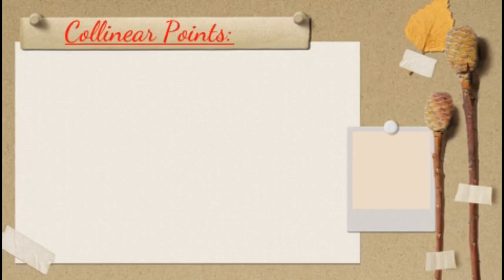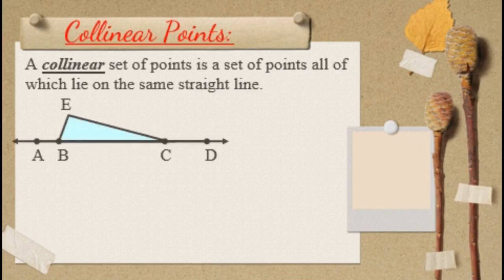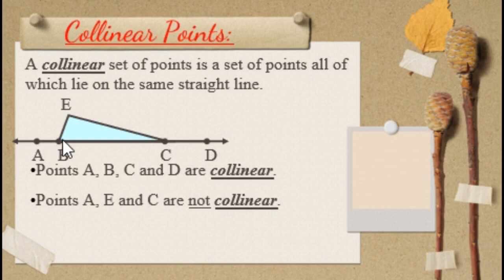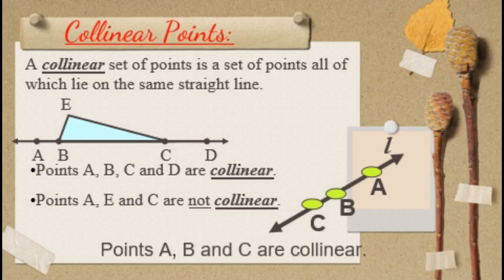What is collinear points? A collinear set of points is a set of points all of which lie on the same straight line. Look at the illustration. So points A, B, C, and D are collinear, while points A, E, and C are not collinear. So observe the given illustration. So we have here point A, B, and C are collinear because again the points lie on the same straight line.